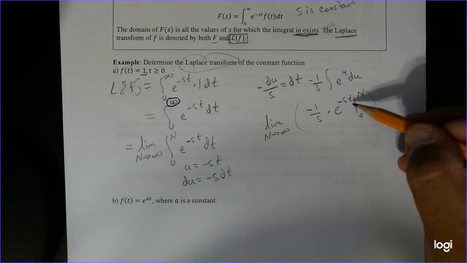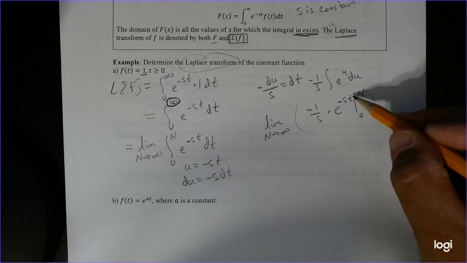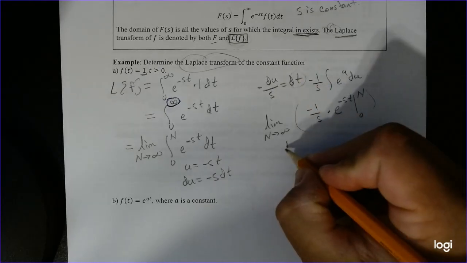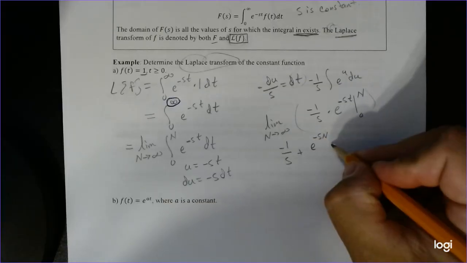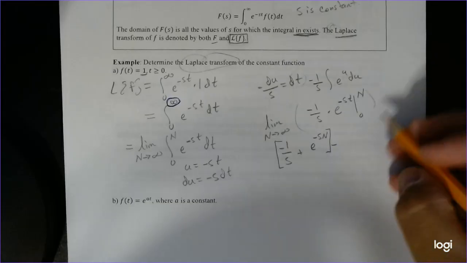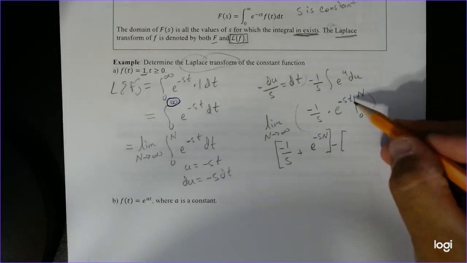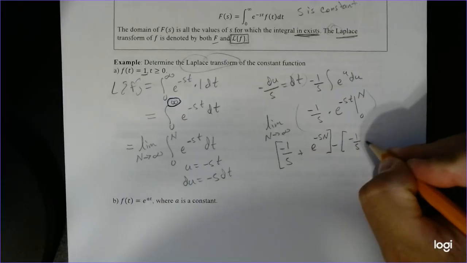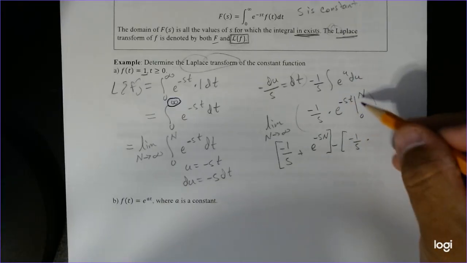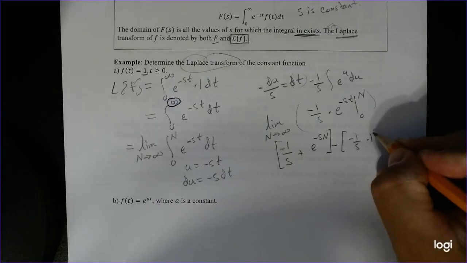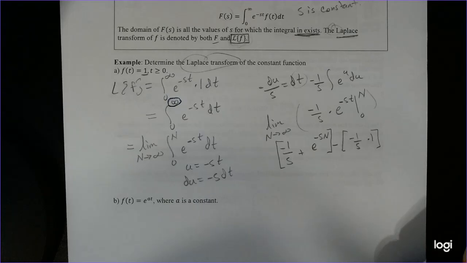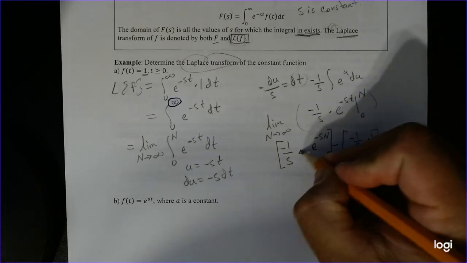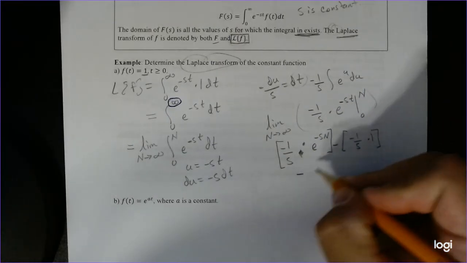All right, so plug in each one individually. If I plug in n for t, remember it's just for t, this ends up being negative 1 over s times e to the negative sn, minus, plugging in 0 for t, this ends up being just 1, because e to the 0 power is just 1. And it's not supposed to be plus there. What am I doing there? Okay.